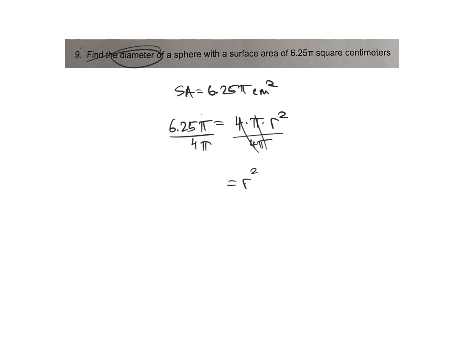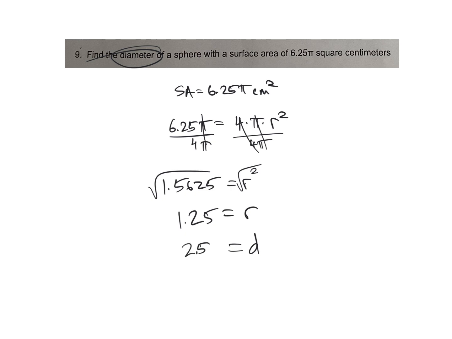Radius squared is equal to 6.25 divided by 4. That's 1.5625. Take the square root, and you get 1.25 equals r, and then we have to multiply it by 2 to get the diameter. So times 2, and that's 2.5, and that's centimeters.